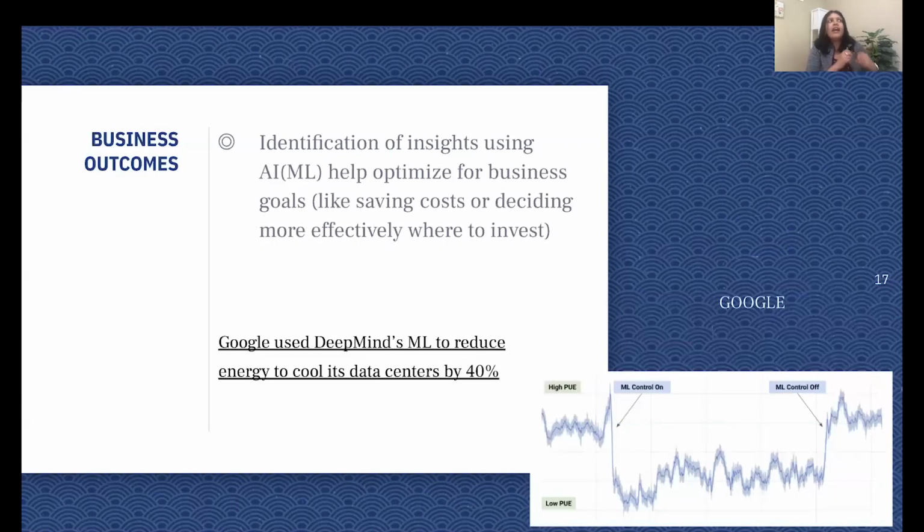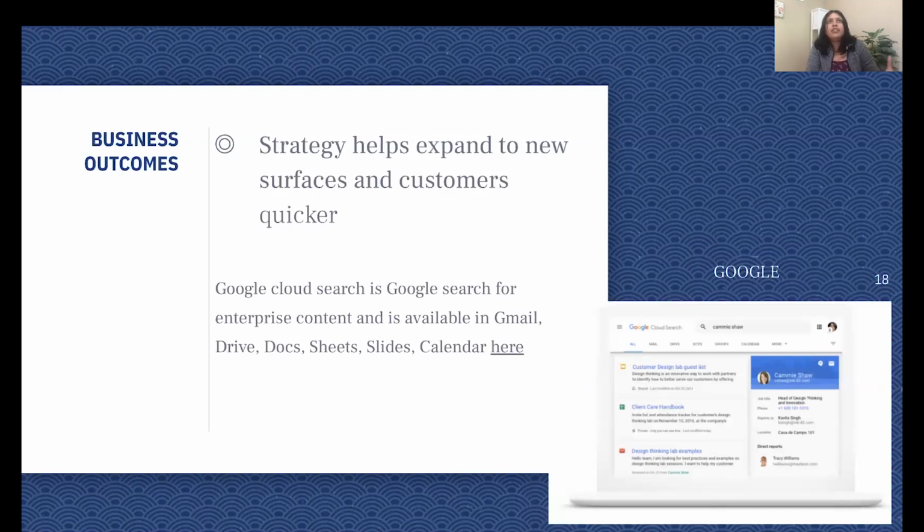Another one, AI helps identify insights that help businesses optimize their business goals, like saving costs or deciding where to invest. The example that I show here is where Google used DeepMind's ML to monitor and identify the areas where there was high power usage in their data centers. And using the patterns that they found, they were able to reduce energy to cool its data centers by 40%. That's like huge savings. Similarly, one other thing is an AI strategy helps businesses expand to newer surfaces, expand to new customers, and do it quickly, do it well, because AI inherently has that concept of feedback that comes into it. So it's easier to learn with AI.